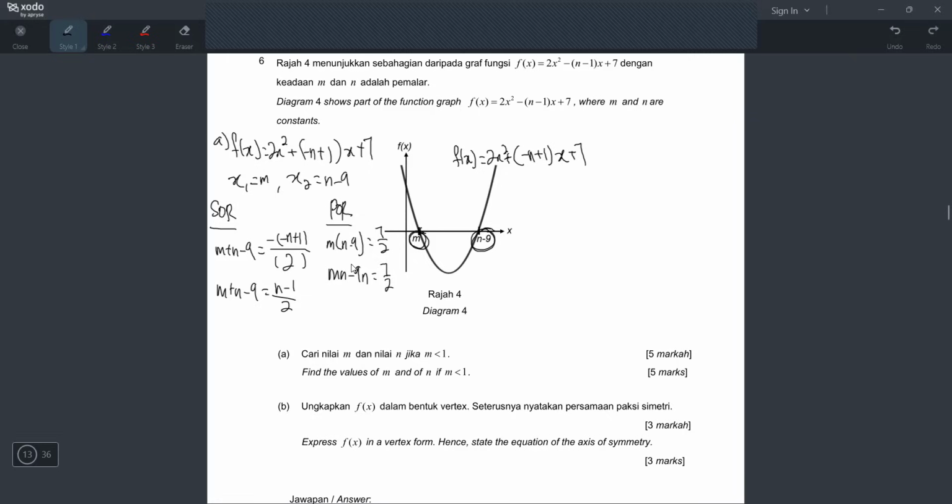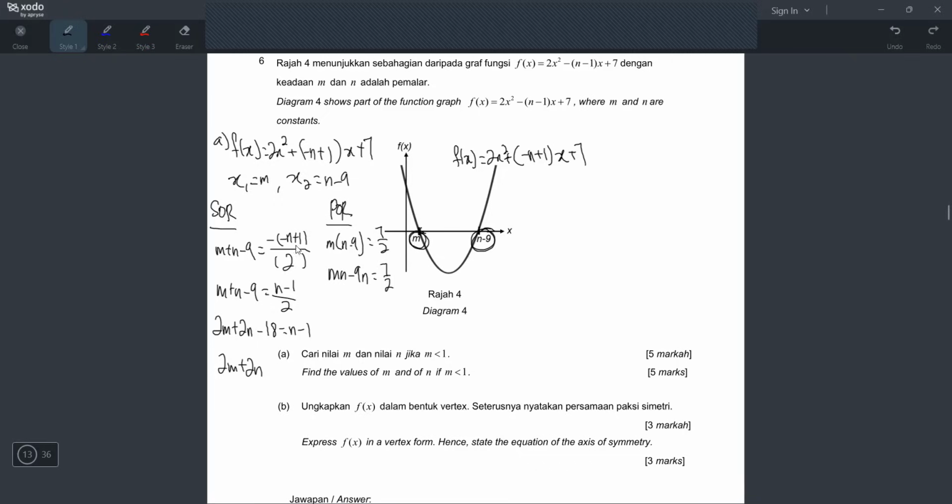Because the fraction is very annoying, everything times 2 maybe here. When I take everything times 2, I will get 2m plus 2n minus 18 equals n minus 1, right? Because I take everything times 2. And then number with number can combine, right? Negative 18 with negative 1 can combine. So let's do it. So I will get 2m plus 2n.